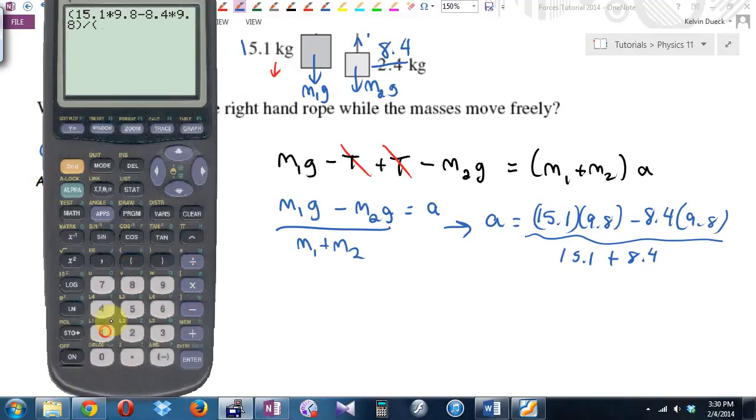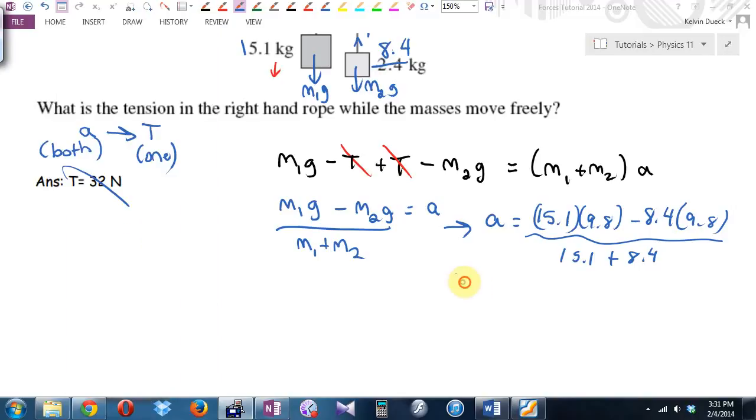an answer of, do you get 2.7940, 2.79? That is the correct acceleration. It's not what they asked me to find. It's an intermediary step. In fact, I'll be honest, I think on the test, part A says find the acceleration, part B says find the tension. So I kind of walk you through the intermediary step.